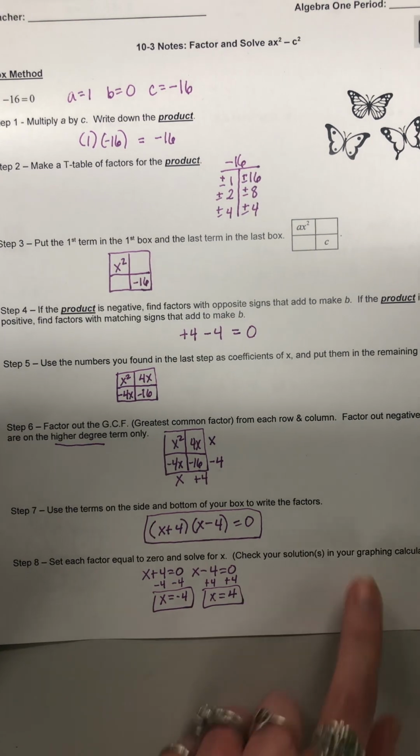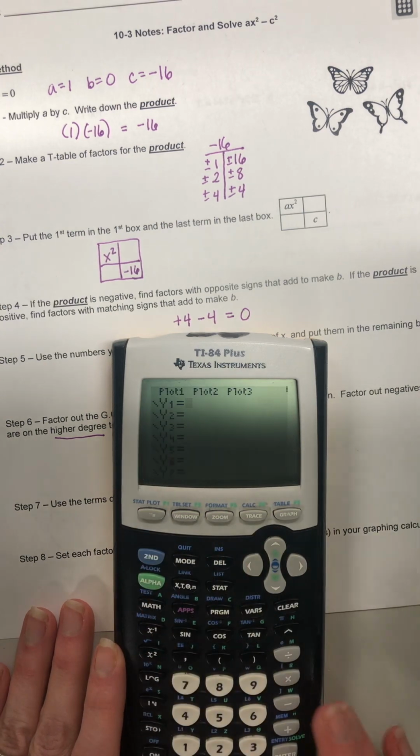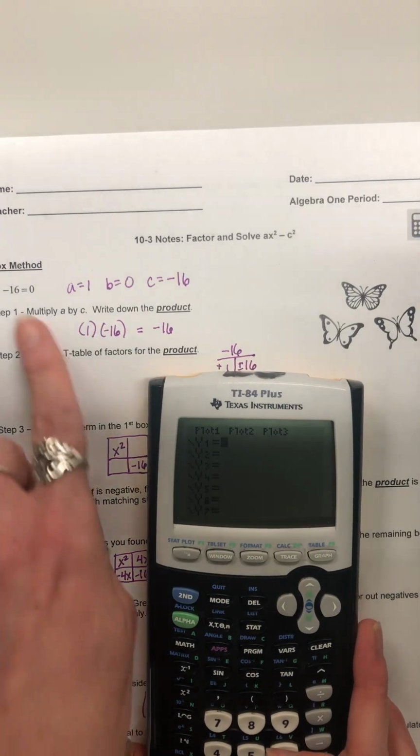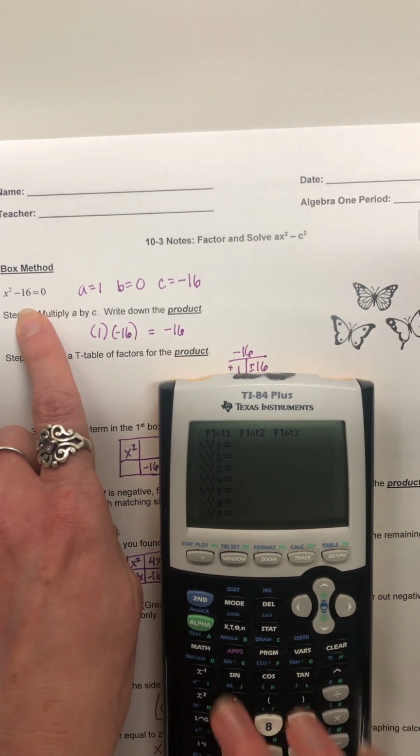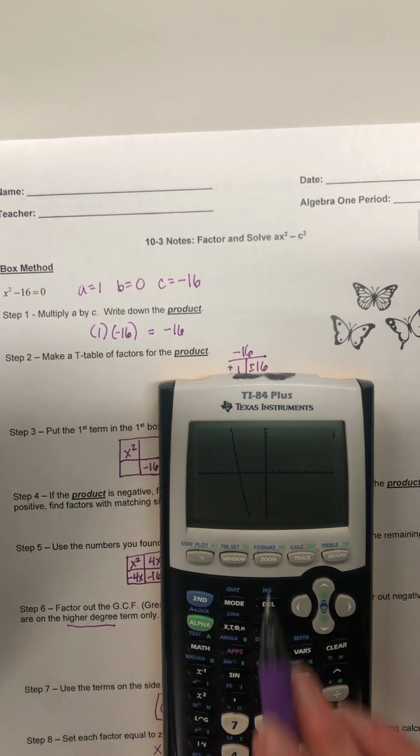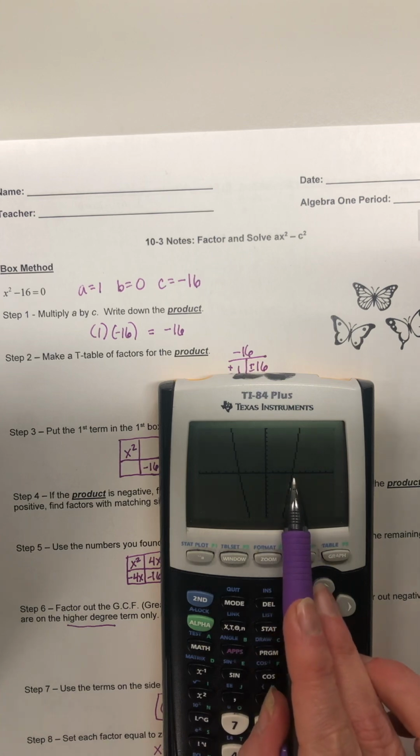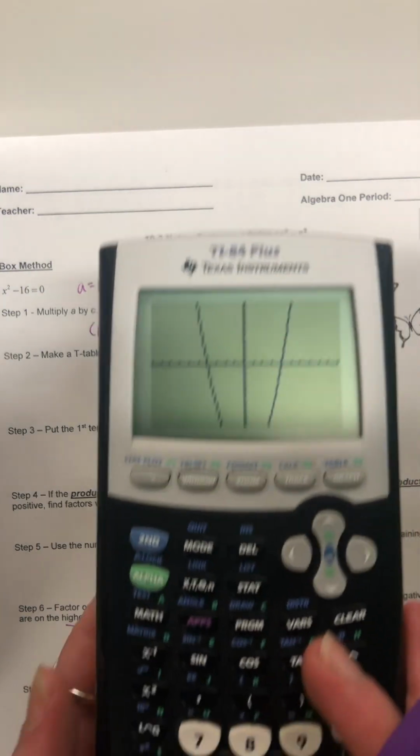So you can check it in your calculator. If you hit y equals, type in the original function that we had at the beginning, x squared minus 16. So y equals x squared minus 16. Hit graph, and look, it crosses the x-axis at positive 4 and at negative 4. You see that?